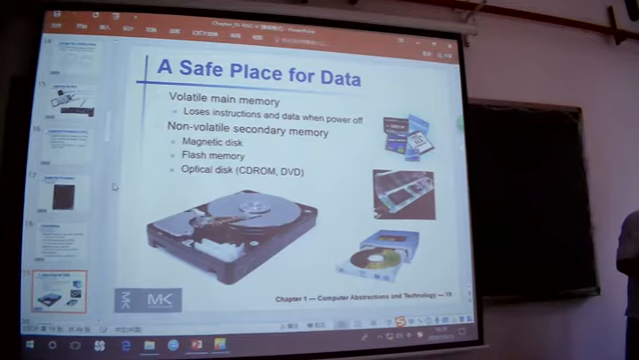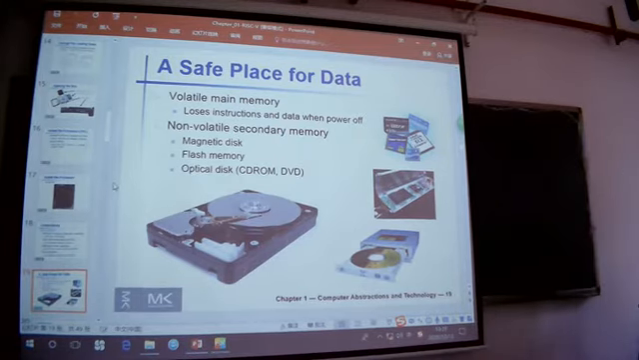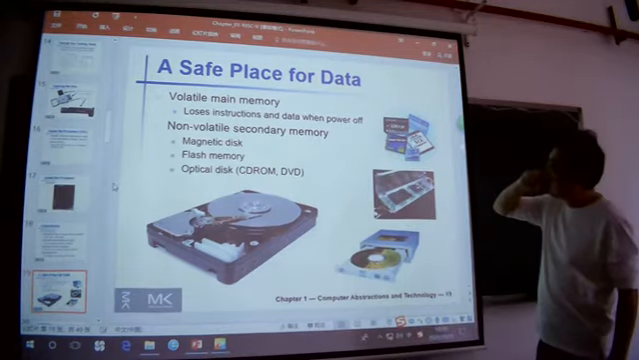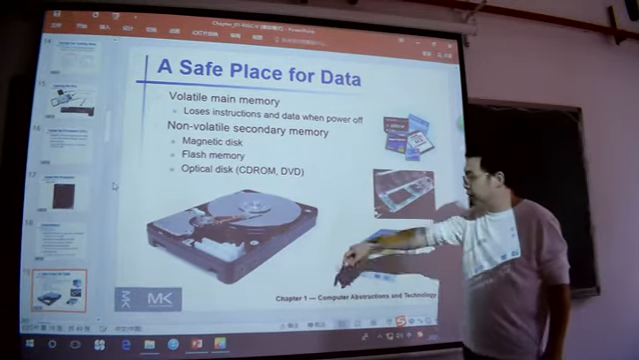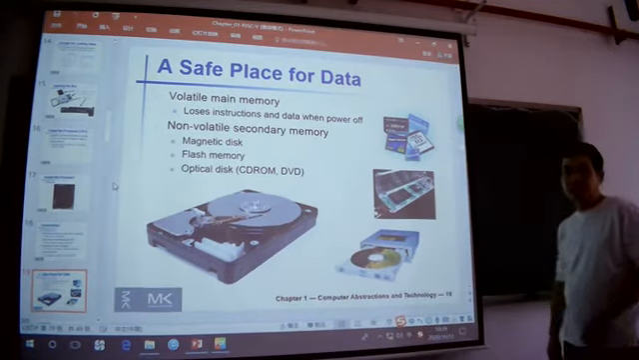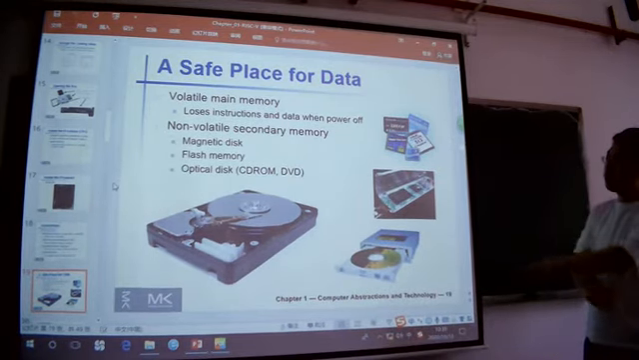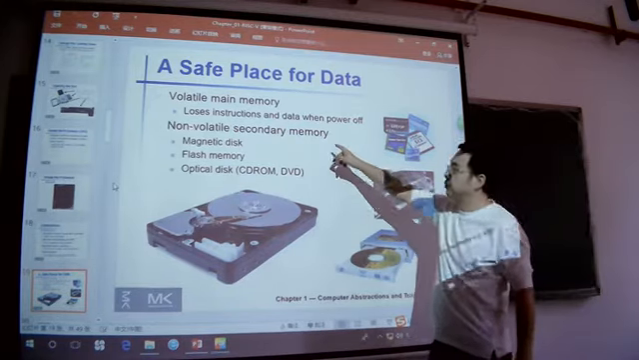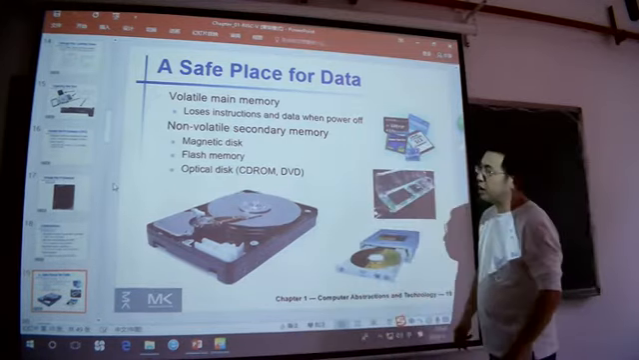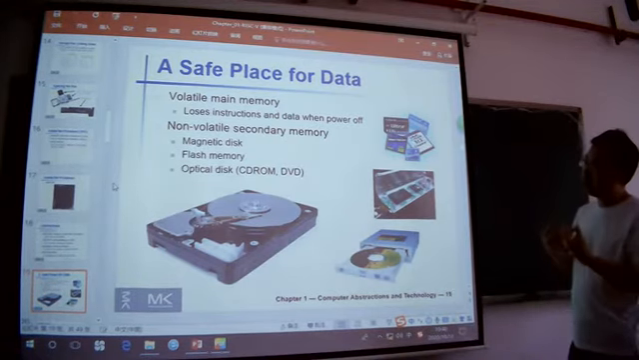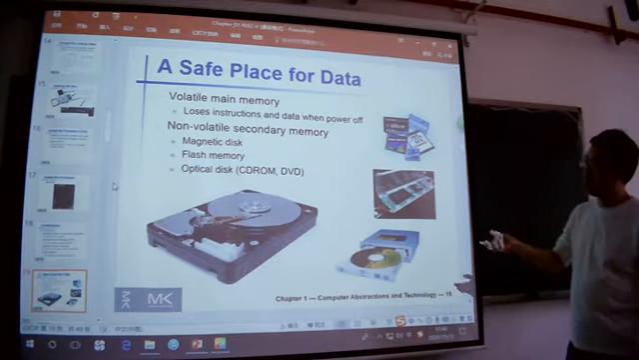We can find in the PPT, volatile main memory, non-volatile secondary memory. This is a non-volatile hard disk. Non-volatile secondary memory. This is not main memory. This is secondary memory. The size of secondary memory is very big. But the speed of the secondary memory is very slow.